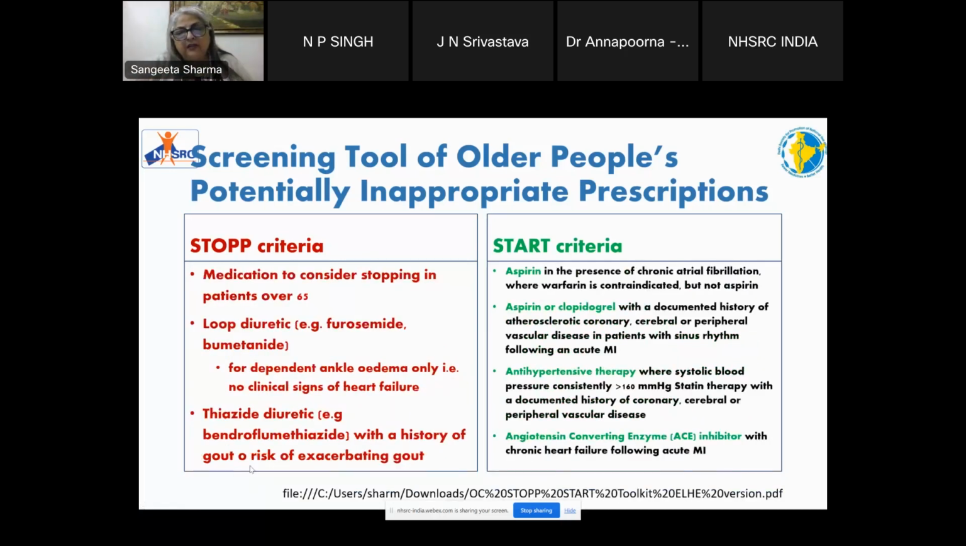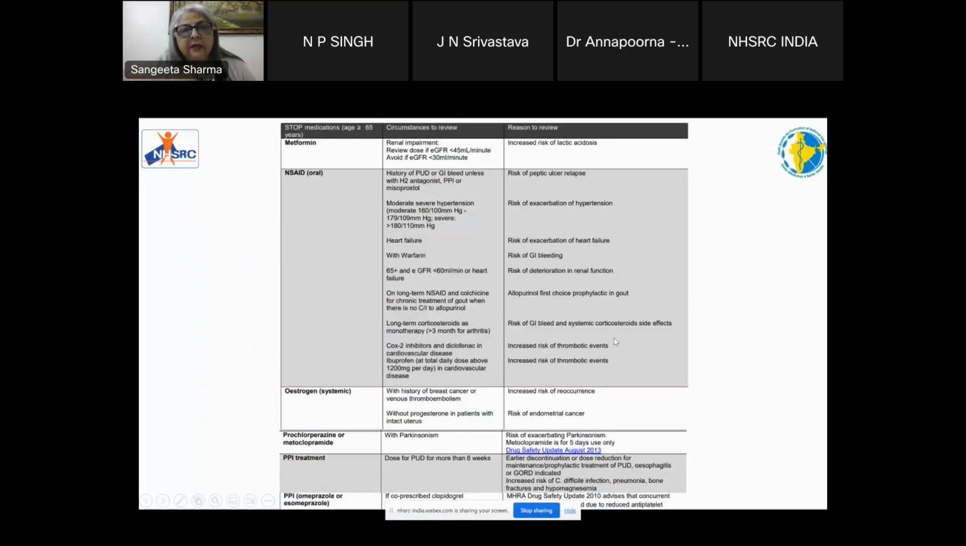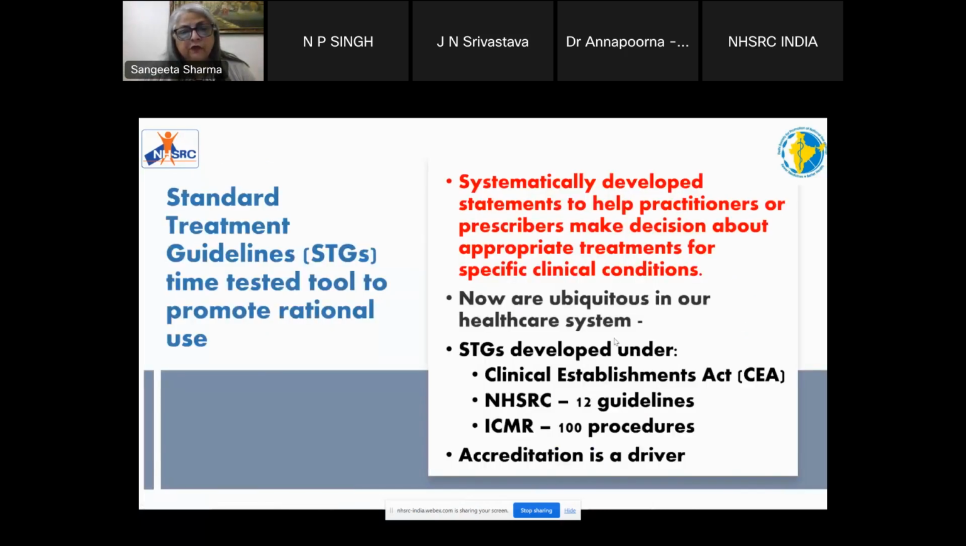There are many such medications which should be considered for stopping. Many patients have dependent ankle edema. But furosemide, a loop diuretic, is not a choice for them. Perhaps you have to look for other drugs for this, but not furosemide. Otherwise, these patients will get into trouble. Like this, there are many drugs. These are all on the internet. You just look for it, you will find it.